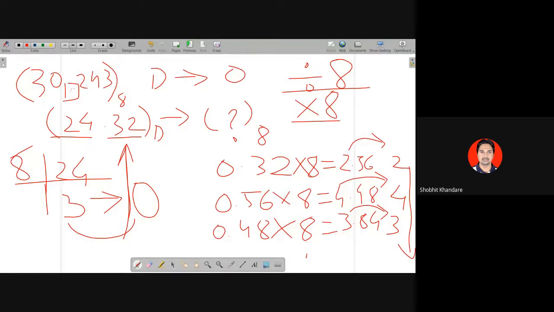30.243. Have you understood this now? Sir, can you once again explain the successive multiplication one? The same example? Yes, this one.